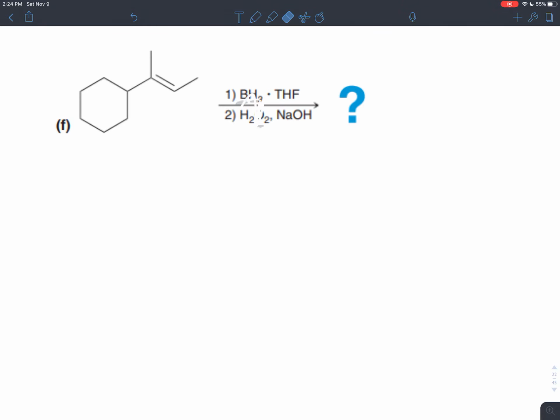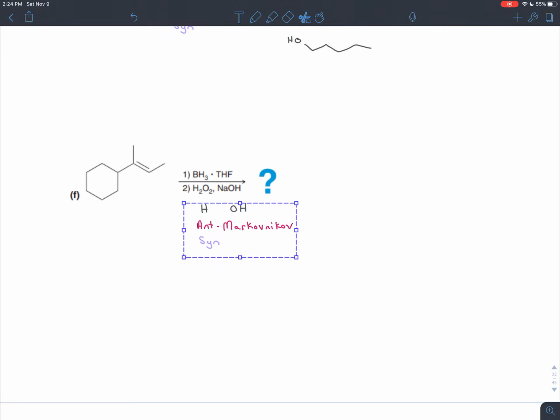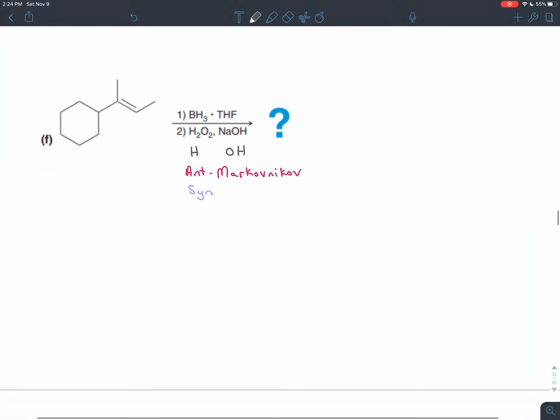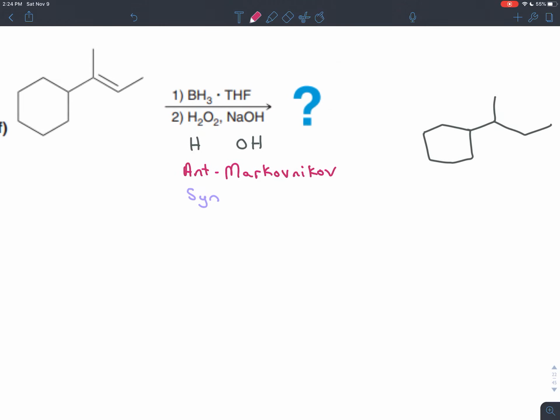So this is hydroboration-oxidation. When you do hydroboration-oxidation, you add an H and an OH. You add them anti-Markovnikov and syn. So you can redraw the carbon skeleton with all the same sigma bonds. We're just going to use the pi bond to stick new stuff on here. And we need to know which carbon is the more substituted carbon in the double bond because that's where we're going to put the hydrogen.